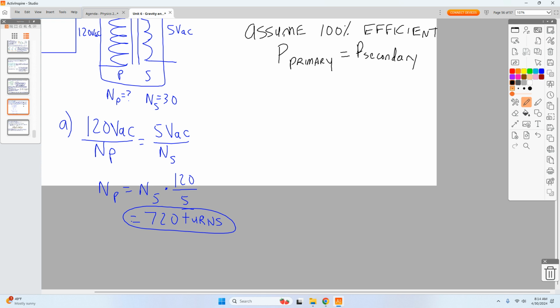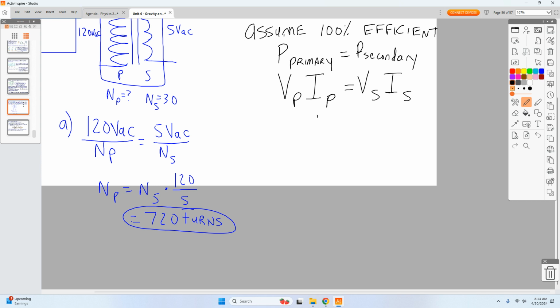So let's go ahead and write this out in equation form. I could say voltage on the primary multiplied by current on the primary is equal to voltage on the secondary multiplied by current on the secondary. Power is the product of voltage and current. So if I step the voltage down, I should make the current be higher. Now they're asking for what is the current on the primary.